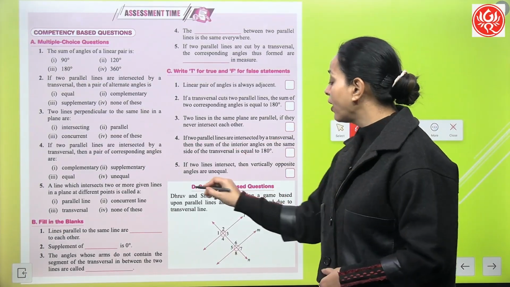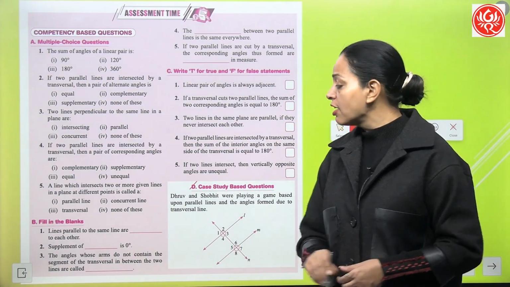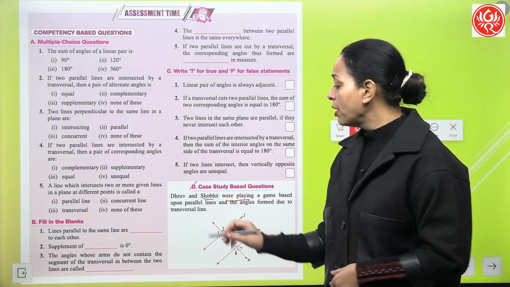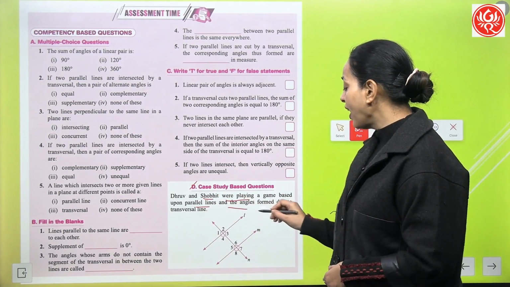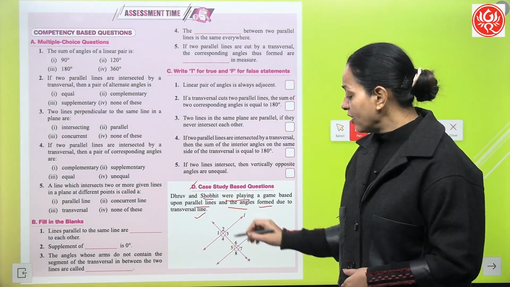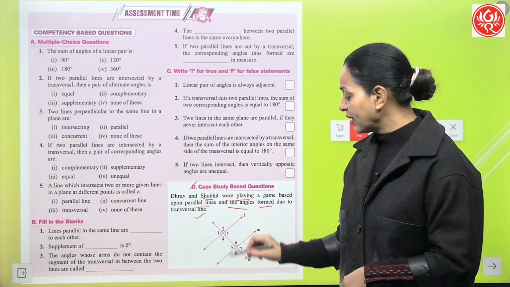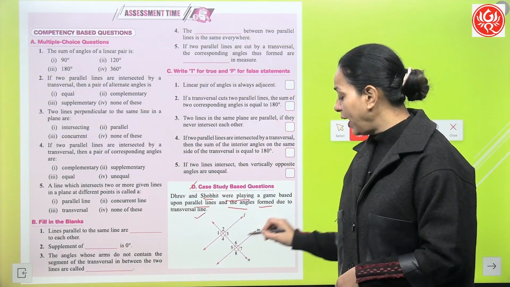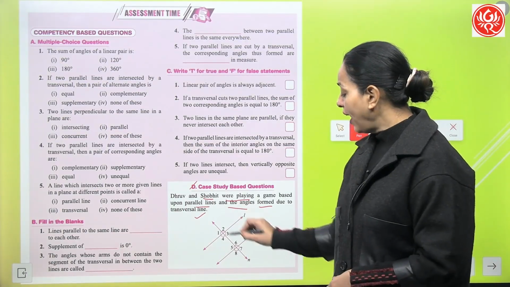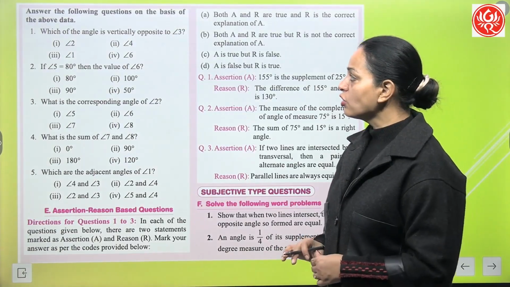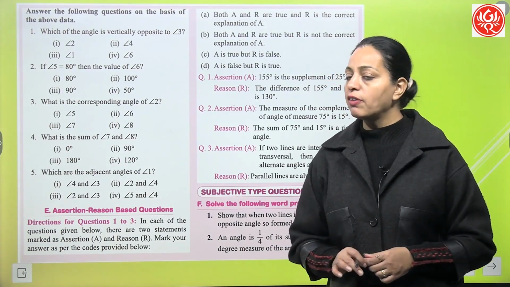Now come to D part, case study based questions. Dhruv and Shobit were playing a game based upon parallel lines and the angles formed due to a transversal line. So you can see over here 8 angles, 1, 2, 3, 4, 5, 6, 7, 8. L and M lines are parallel and N is a transversal. So now answer these questions on the basis of the above data.